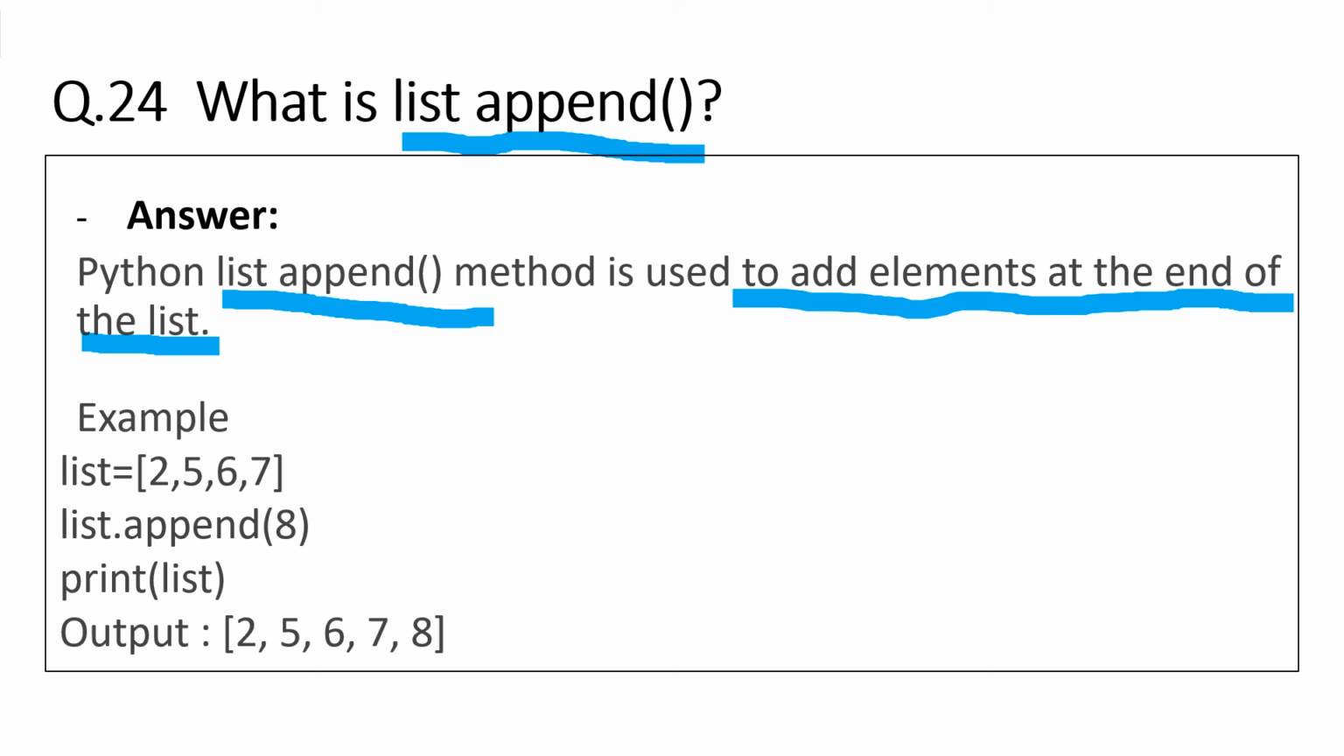For example, list is equal to, some items are given: 2, 5, 6, 7, separated by commas. The method given is list dot append 8. So at the end of the list we are going to add the element 8. When I print the list, I will get the output like this: 2, 5, 6, 7, 8. Which means 8 is added at the end of the list. 8 is the new element we have added at the end of the list.